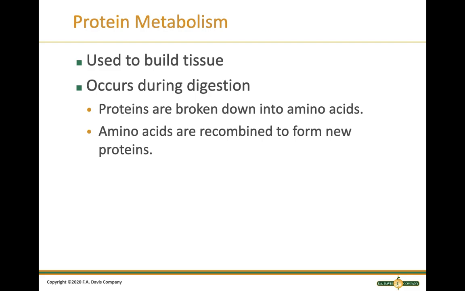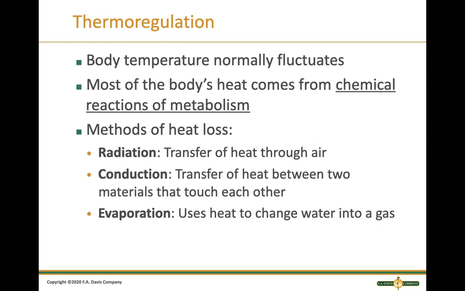Alright, protein metabolism. Generally we use protein to build tissue. We can use it for energy if we're starving, but it's not very common. Next we're going to talk about thermoregulation. So our body temperature normally fluctuates. Most of the body's heat comes from chemical reactions of metabolism. So all those reactions we just talked about, glycolysis, the citric acid cycle, the electron transport chain, heat's a byproduct, and that makes us warm.